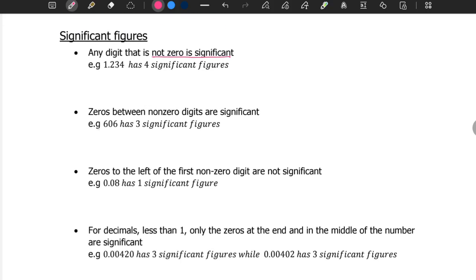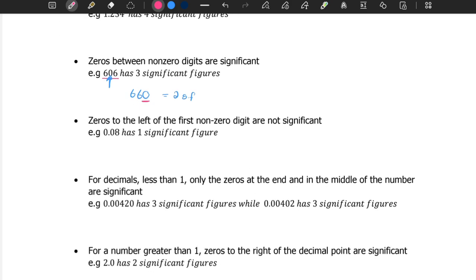And then the next rule is that zeros between non-zero digits are significant. For example, we have 606. So in 606, this 0 is between two non-zero digits, which is the two sixes. So it has 3 significant figures. But if we had 660, for example, that would be 2 significant figures. Because now, when you look at it, the 0 is not between any non-zero digits. It's after the 2 non-zero digits. So that's why we have 2 significant figures.